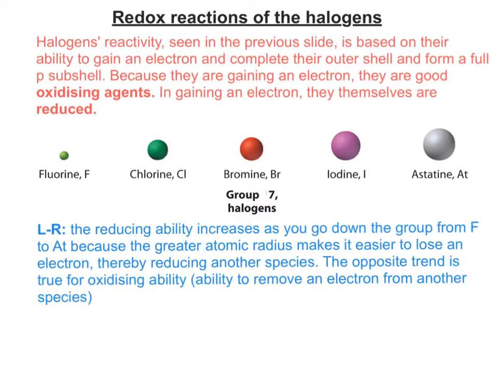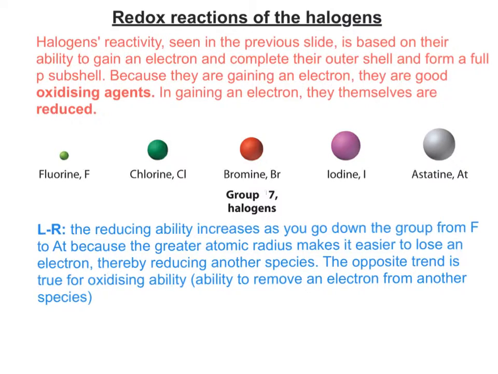So if you look at the relative sizes on this diagram, it's not necessarily to scale, but the relative sizes of the atoms, you can see that fluorine is a very small atom and the astatine is a very large atom. So as you go from left to right, effectively descending the group, the reducing ability increases. So when I say reducing ability, I mean the ability for the atom to reduce something else, to cause something else to gain an electron. So therefore it's easier for the atoms to lose an electron as they get bigger.